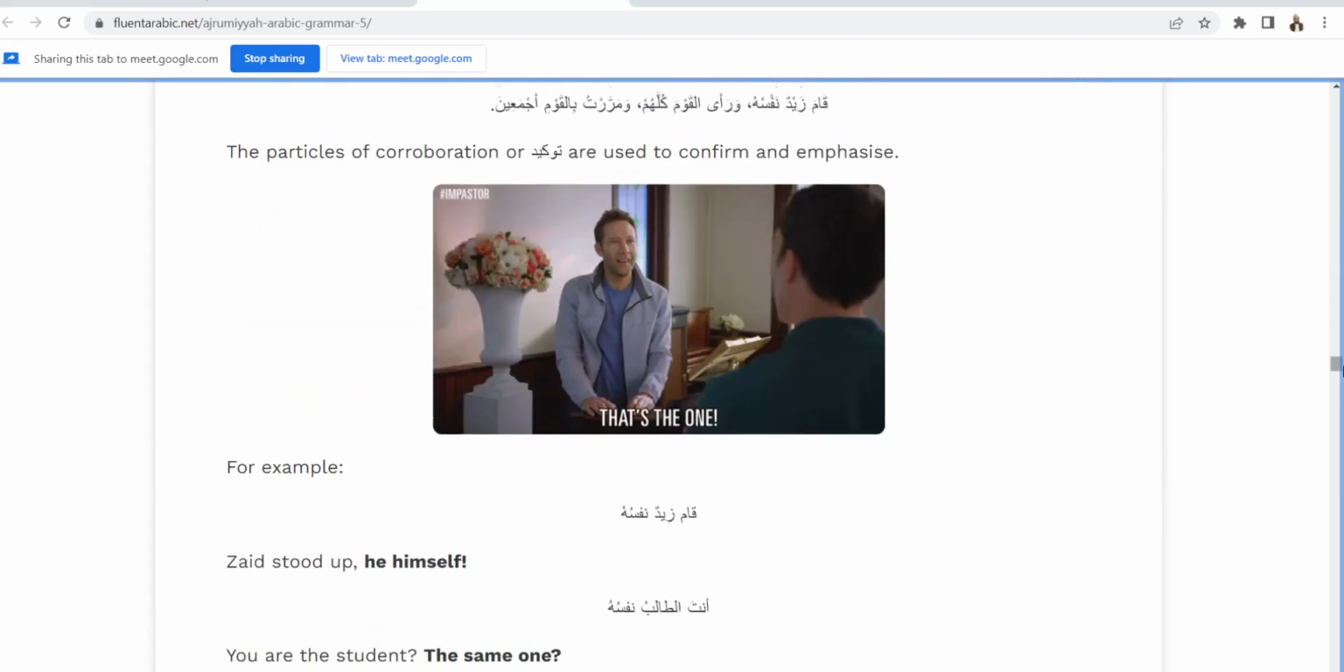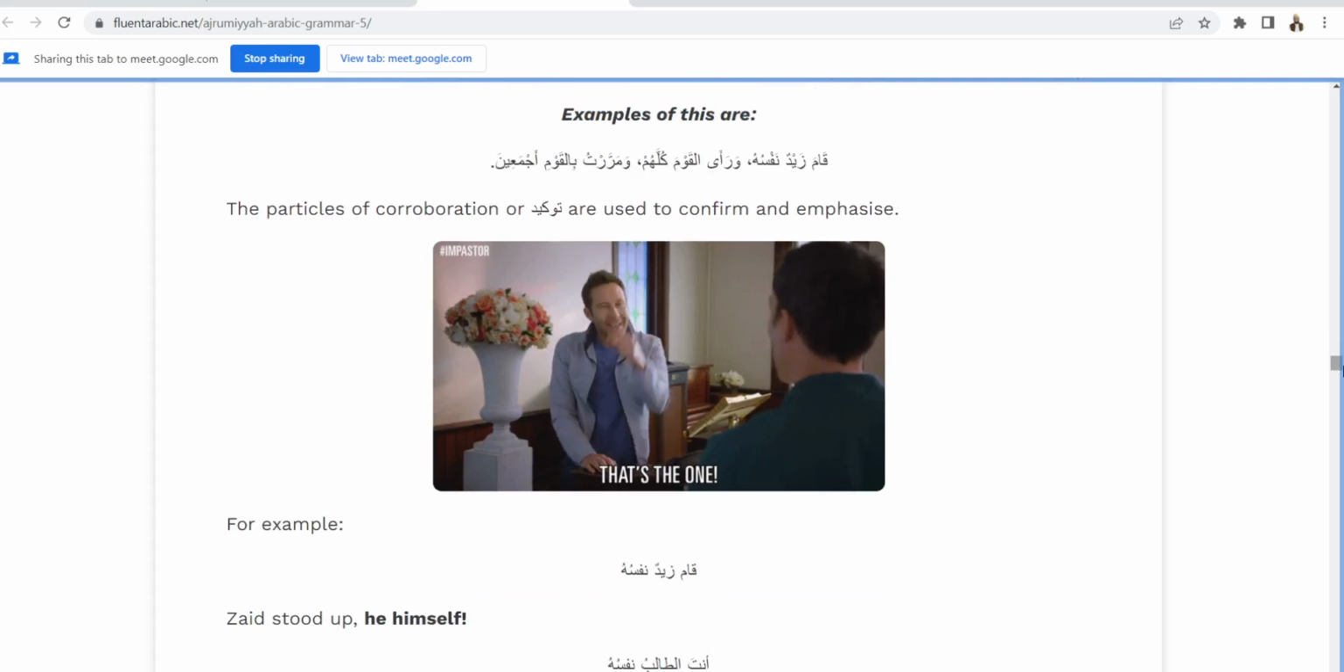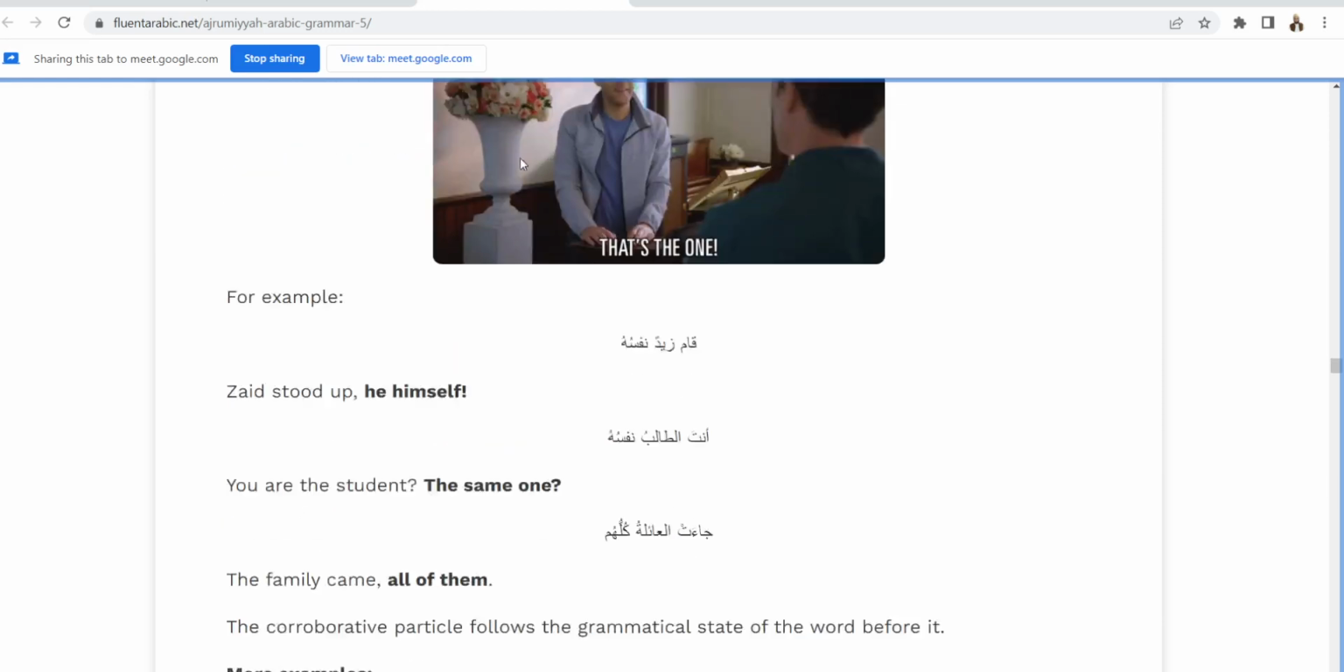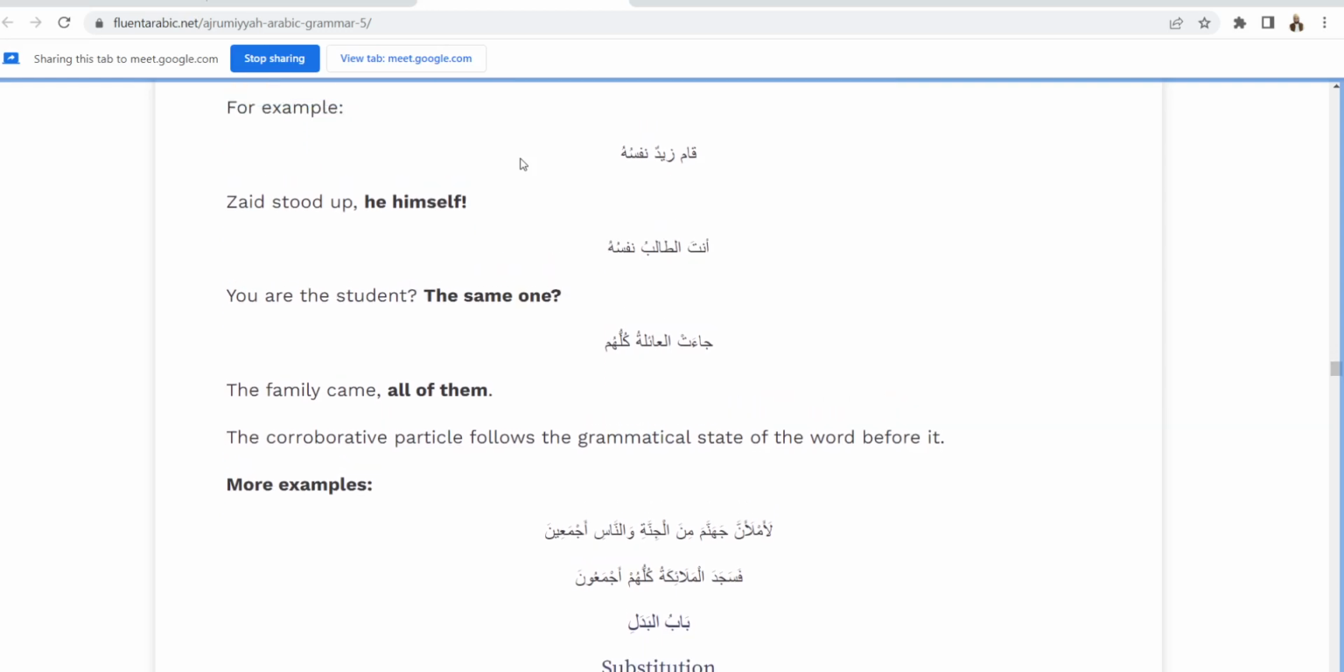Allah is the one that you need to worship. So, قام زيد نفسه. Zayd stood up himself. This himself is an emphasis. ورأيت القوم كلهم, and this is also emphasis. ومررت بالقوم أجمعين. I passed by the people, all of them. This is all emphasis. For example, قام زيد نفسه, he himself. الطالب نفسه, the same one. جاءت العائلة كلهم, all of them.